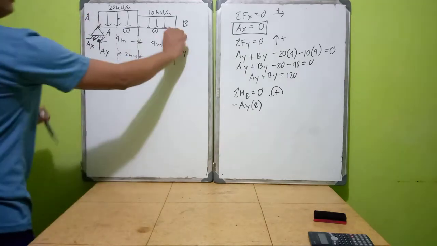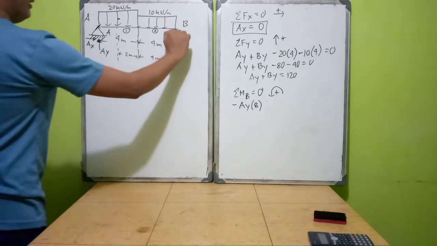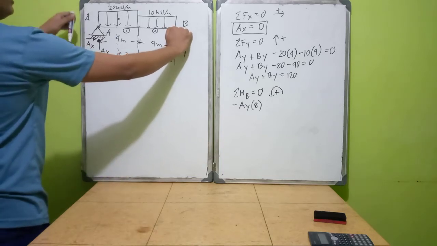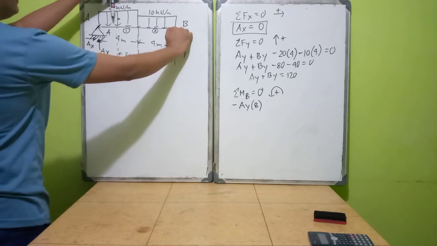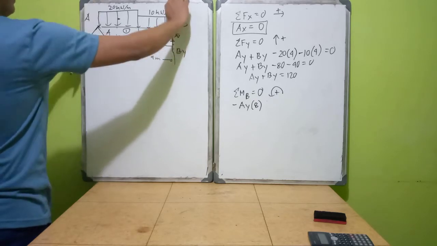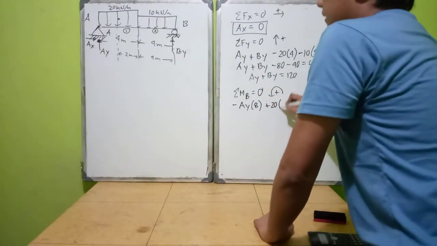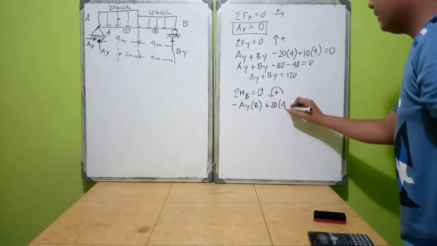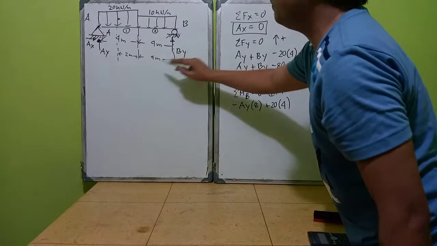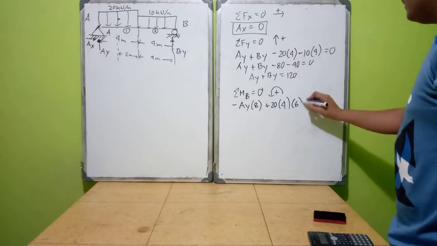What would be its sign convention? Again, taking B as the fulcrum, the rest of the forces will tend to rotate the body. This 20 kilonewton per meter load will tend to rotate the body relative to B counterclockwise, so it's positive. So 20 times the length, which is 4 meters, times the distance of its centroid relative to B, which is 2 meters plus 4 meters, which is 6.